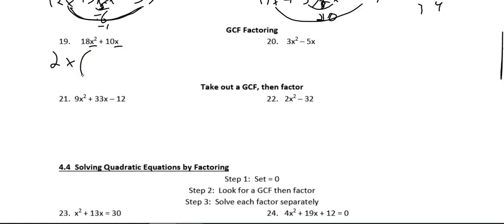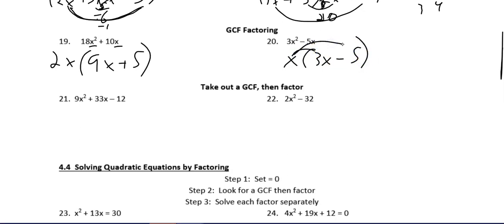Now we divide. 18 divided by 2 is 9. X squared divided by x is x. And then 10 divided by 2 is 5, and the x's cancel. Over here, we can't take out a number. Nothing goes into 3 and 5 but 1. But I can divide by an x and get 3x minus 5. And if you ever want to check, you can just go back through and distribute and make sure you get 3x squared minus 5x.